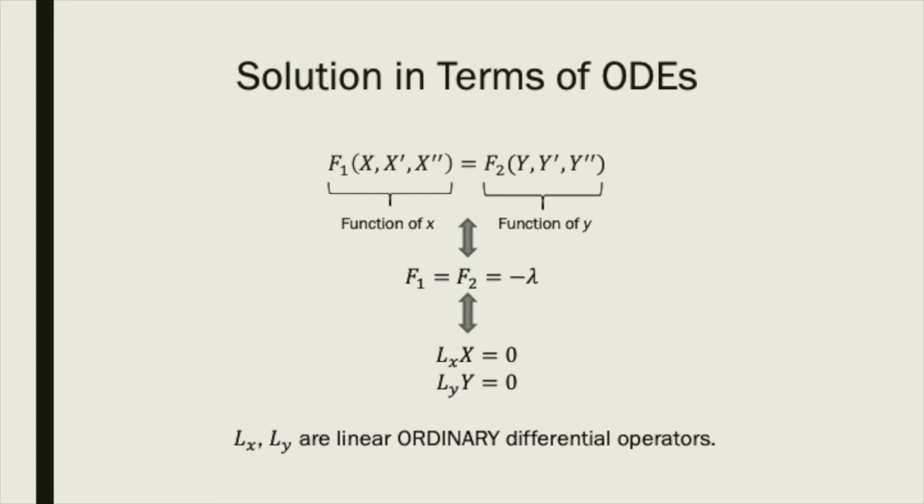Then the left-hand side, which varies with x alone, is equal to the right-hand side, which varies with y alone. The only way this is possible is if the quantities on both sides are equal to some constant, which we will call negative lambda. Since f1 and f2 are independently equal to negative lambda, we can rearrange them into 2 differential equations for the big X and the big Y. But these will be ordinary differential equations due to the separation of variables.